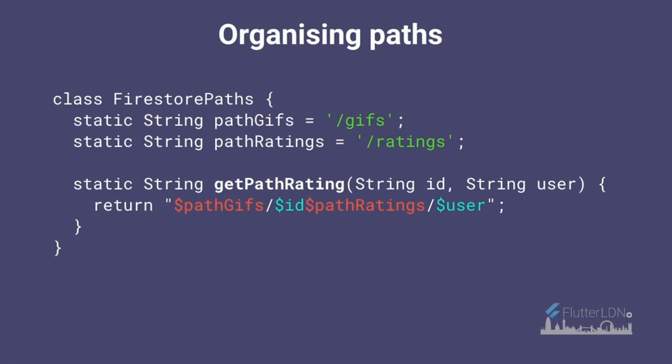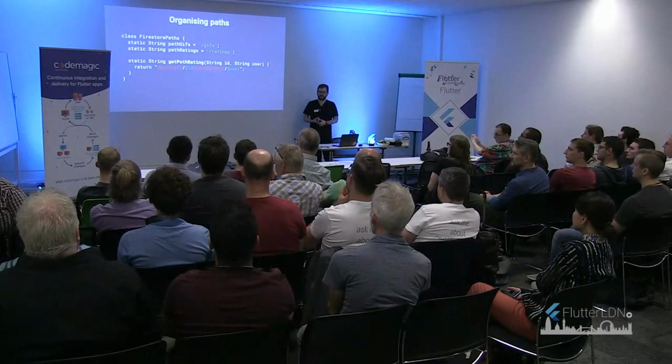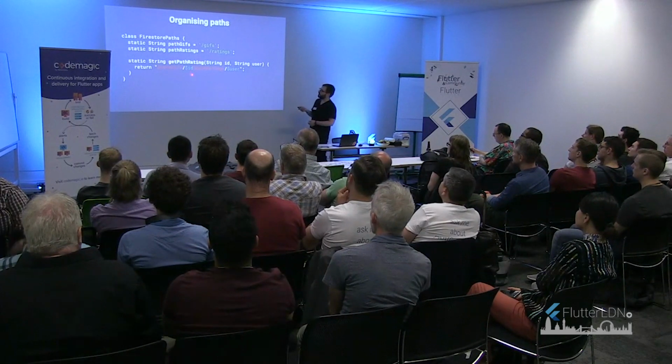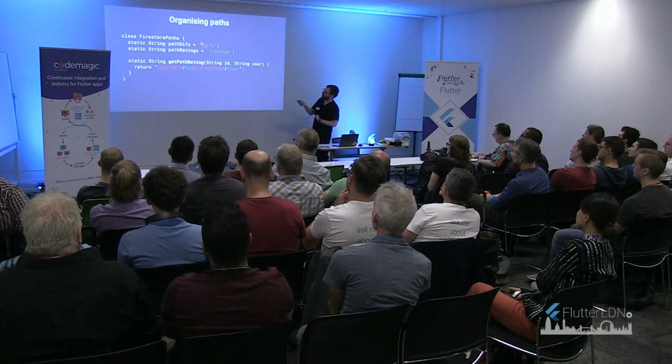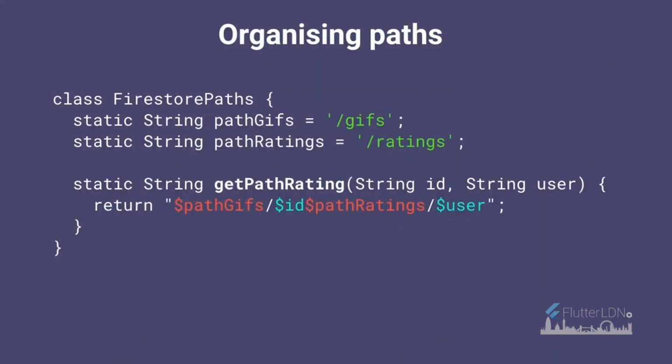Like you're missing an S, for example, in one side of the app. You're not going to notice that until a QA comes up and says, oh, this is not working. Is it on purpose that you are missing a slash between ID and path ratings? It is on purpose because path gifs already have a 1. So then you need to separate every item with a slash.